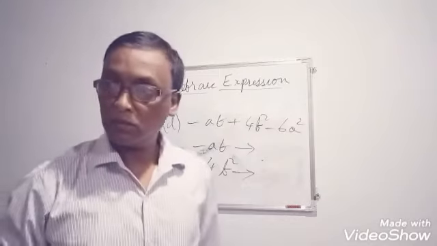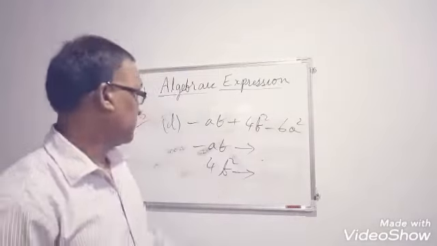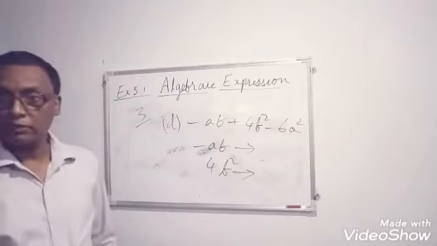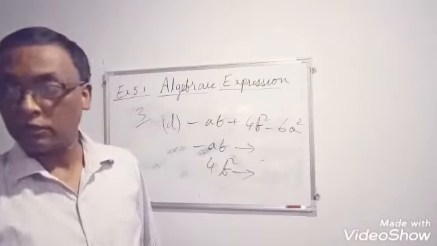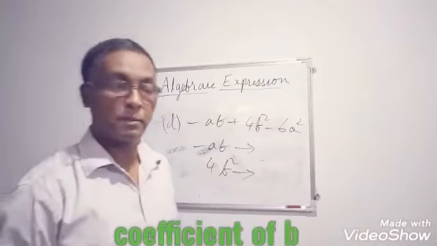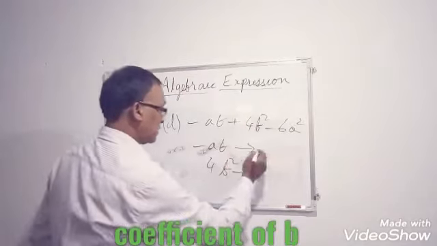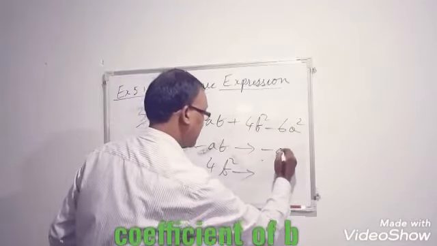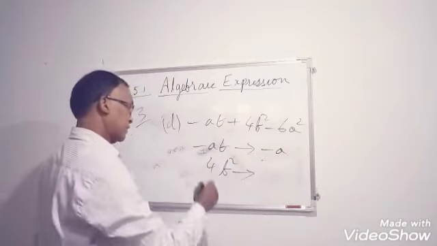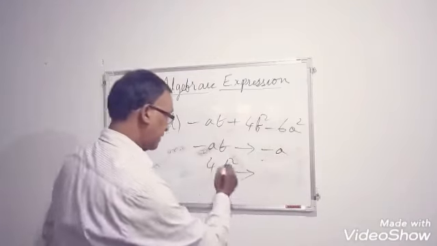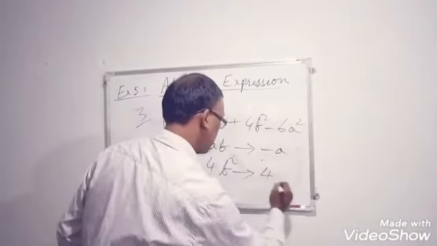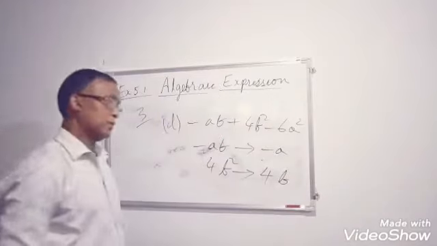So secondly, what we have to find out? We have to also find out the coefficient of b in each of the two. So leaving b, what is there? Minus a. Coefficient of b. Then the coefficient of b in this term is 4b.